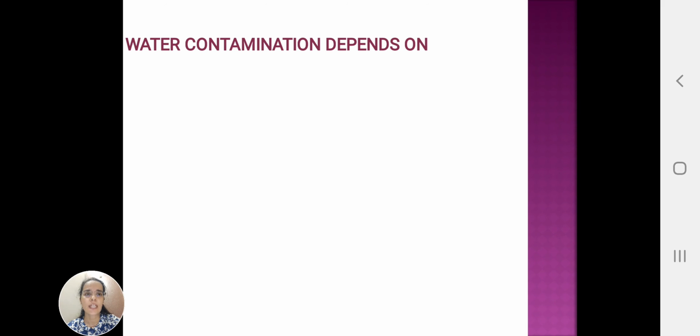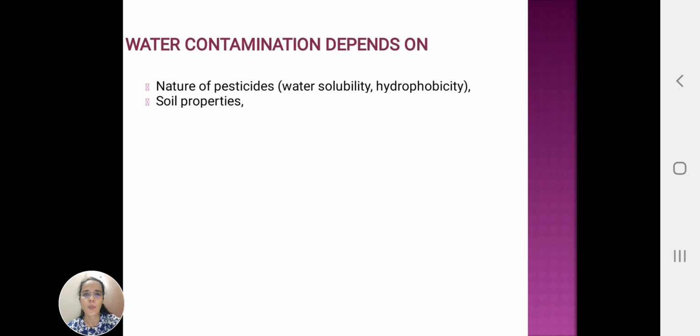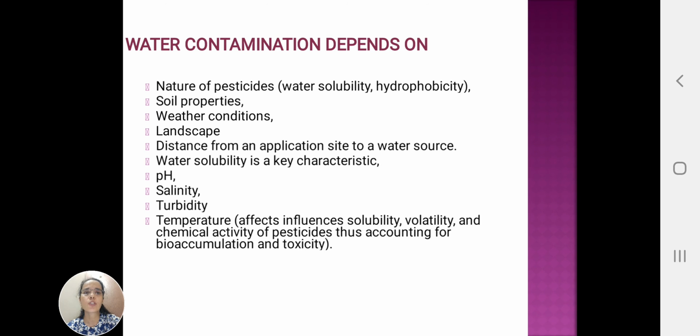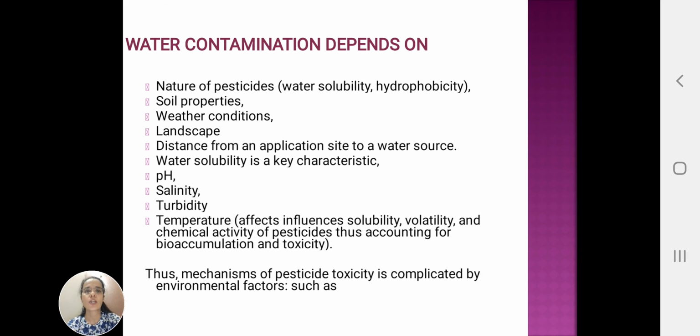Water contamination depends upon the nature of the pesticides, that is the water solubility or the hydrophobicity of the pesticides, the soil properties, weather condition, landscape, and also on the distance from the application site to the site of the water source. Water solubility is a key characteristic, and other parameters like pH, salinity, turbidity, temperature also affect solubility, volatility, and chemical activity of pesticides, thus accounting for the bioaccumulation and toxicity.